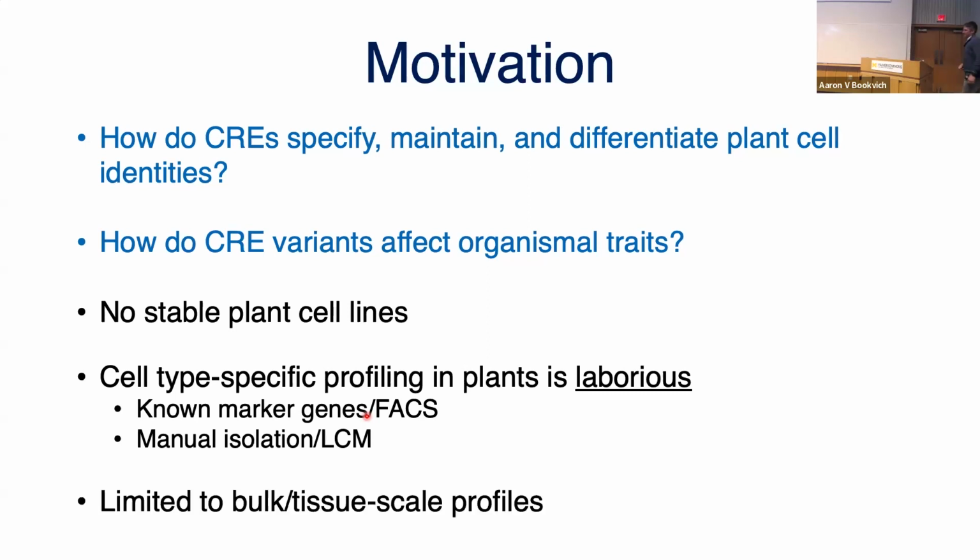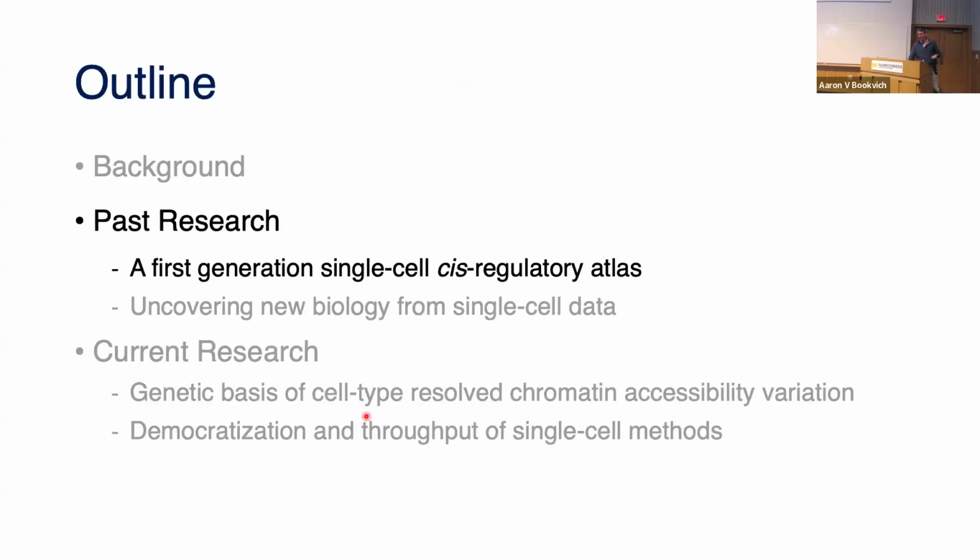And so sort of the synthesis of those issues is, all the regulatory element research that has been done in plants prior to this work has been limited to bulk or tissue scale sort of profiling, right? And that's not ideal because plant tissues are heterogeneous populations of cells, sometimes up to 30 different types of cells in a very limited small space. All right, so that's not great.